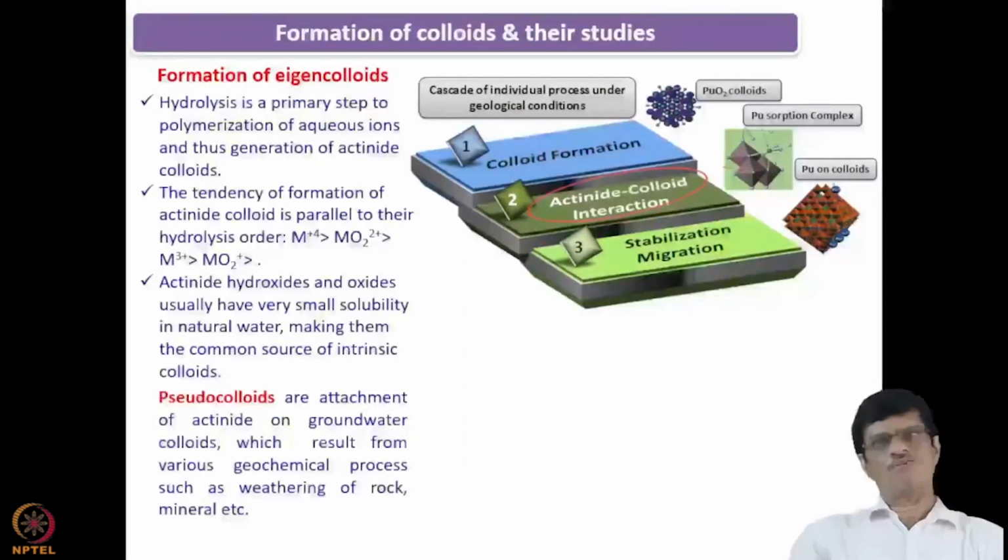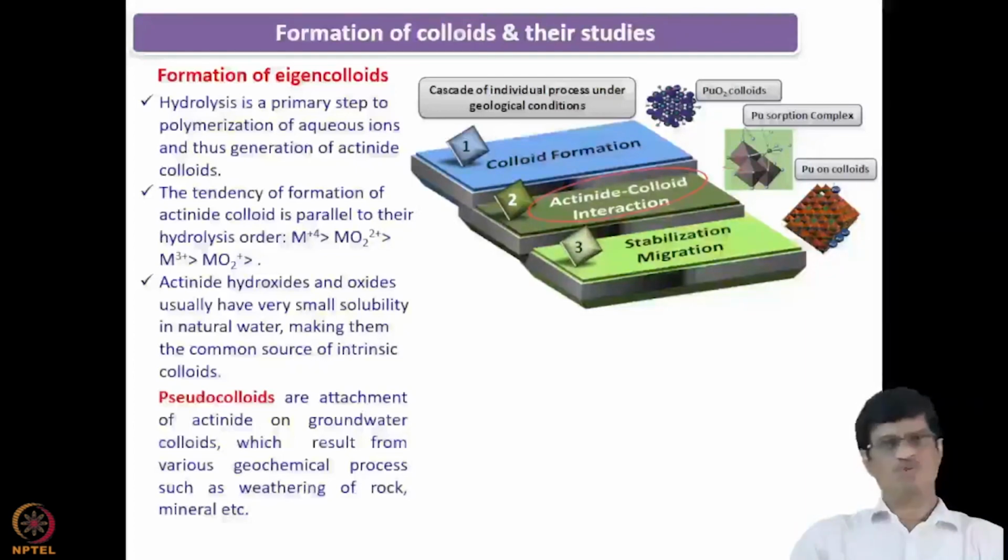Now, the formation of the colloids and their studies. I have already mentioned the formation of the eigen colloids. This is the eigen colloid, or the true colloid, or the intrinsic colloid. In this case, hydrolysis is the primary step, which leads to polymerization and thus generation of the actinide colloids. The tendency of formation of the actinide colloid, of course, depends on the charge and the ionic potential of the actinides. That is, the tetravalent actinide ion has a higher chance of forming an intrinsic colloid. Also, the actinide hydroxides and oxides usually have a very small solubility in natural water, making them the common source of the intrinsic colloid.